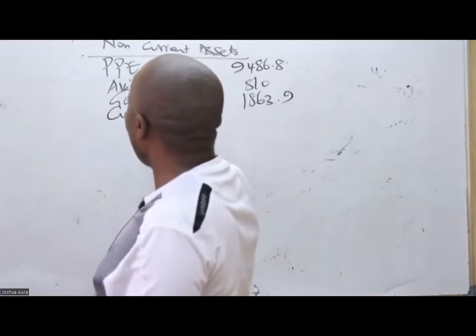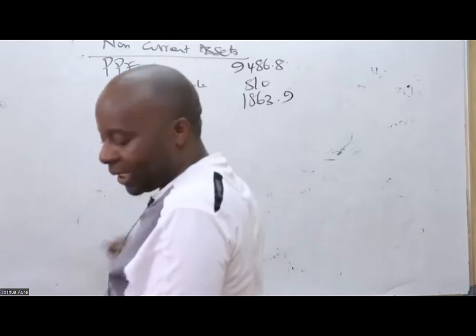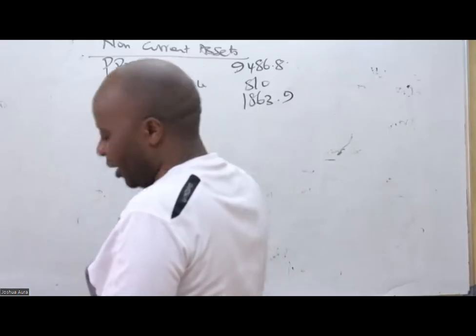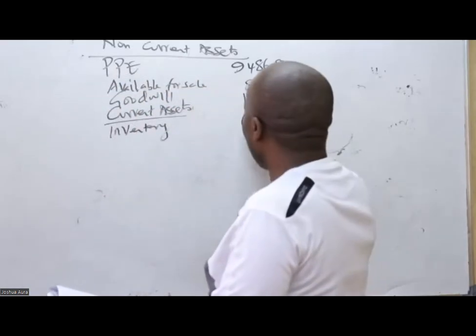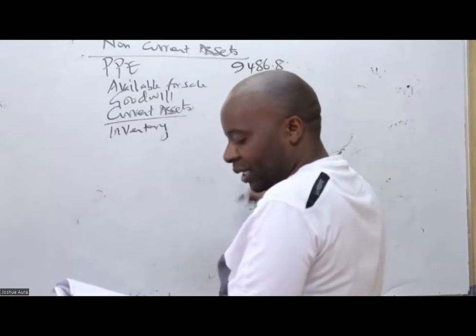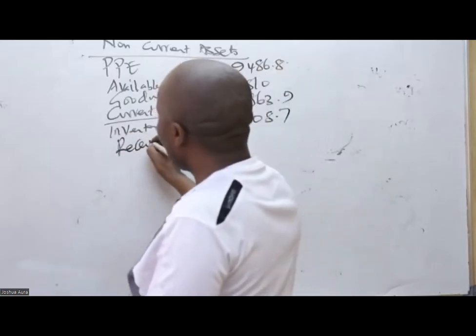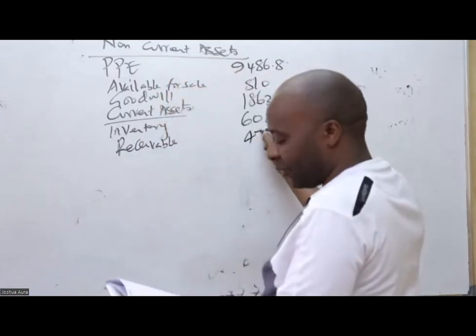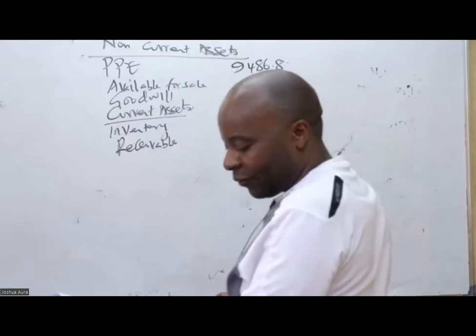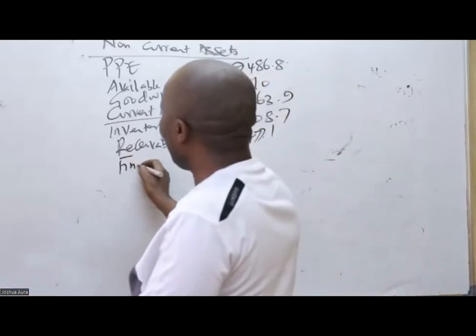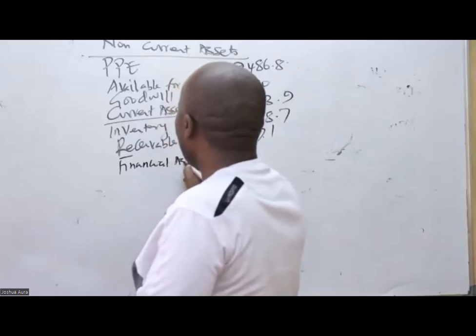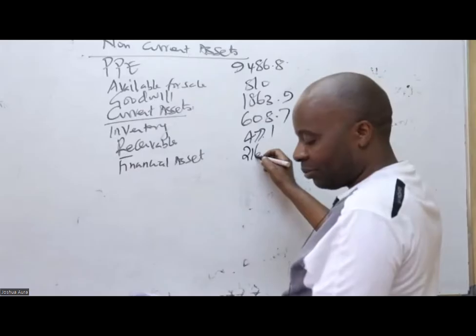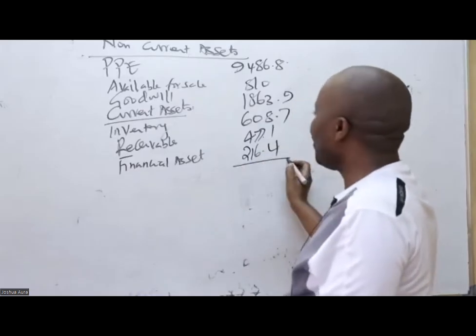Then go to the current assets. We already have these figures, remember. Current assets: inventory, we have a figure of 608.7. We have receivables, already we have this figure, 477.1. We have financial asset at fair value of 216.9.4. So could you kindly give me these total assets?